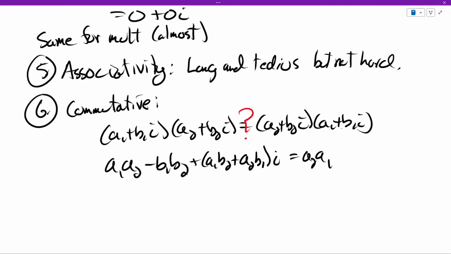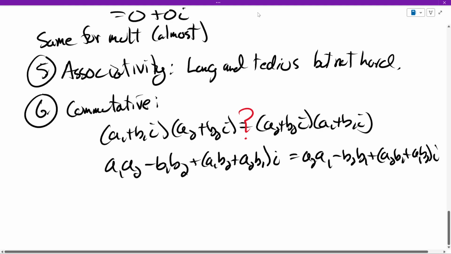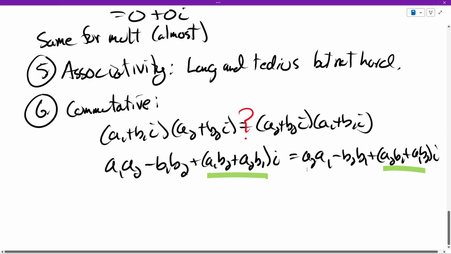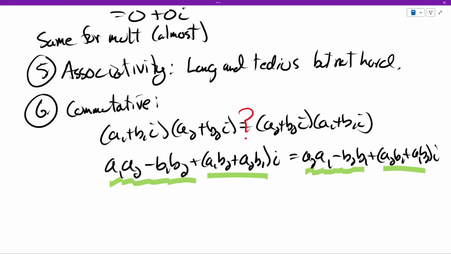Multiply the real parts, subtract the product of the imaginary parts, and then the cross terms are the new imaginary part. These ones match. Let's use green. These ones match on the nose, and these ones match because multiplication of real numbers is commutative, so you can switch the order of multiplication for both of those terms, and you get that term. So is this true? Yep, it gets our gold check mark.